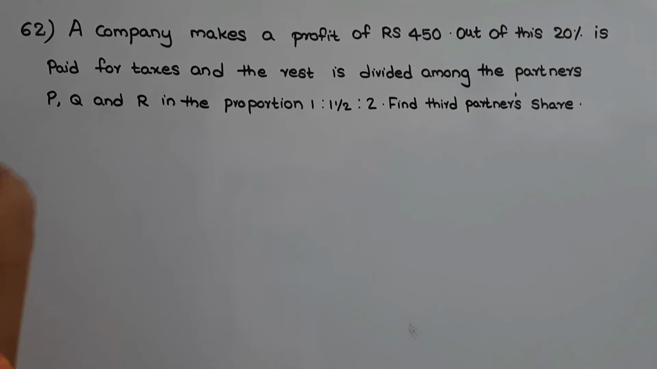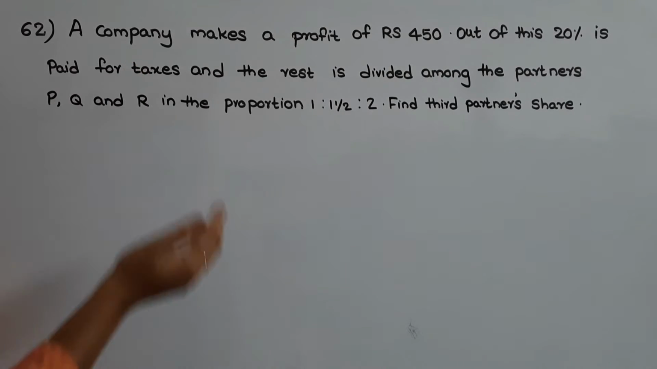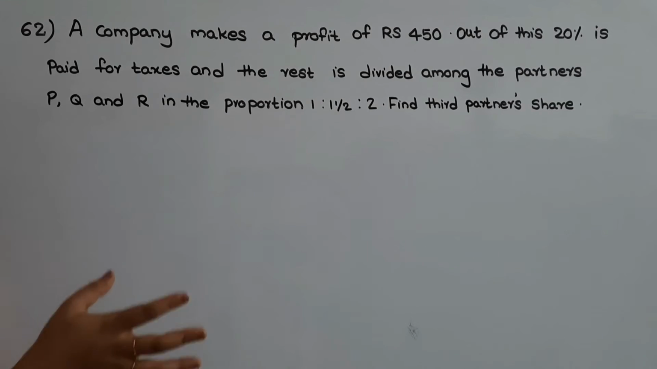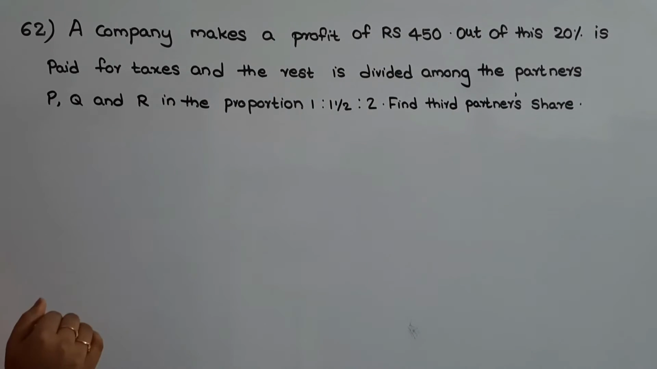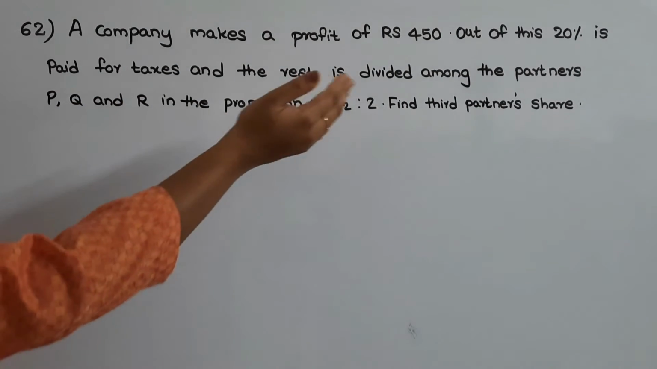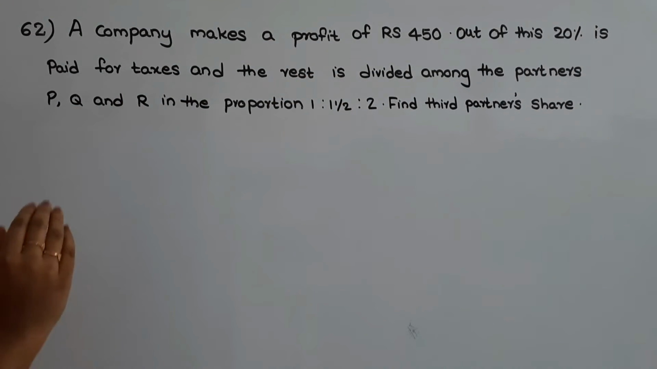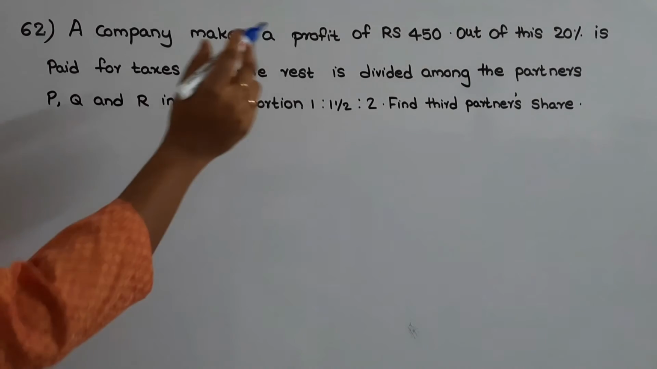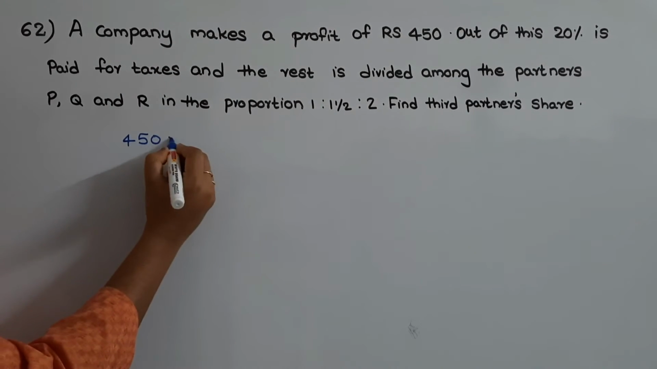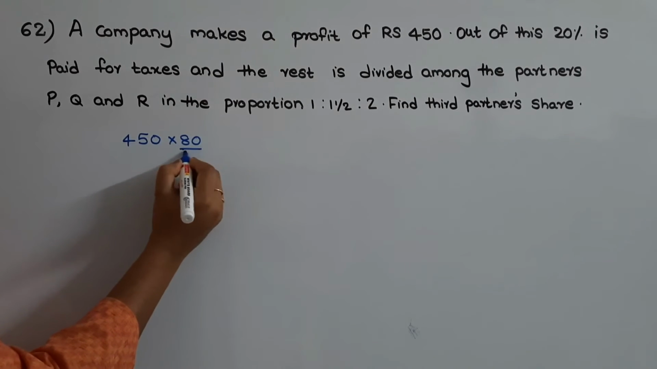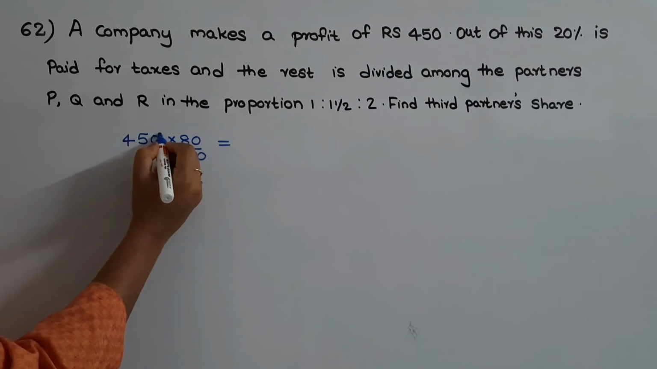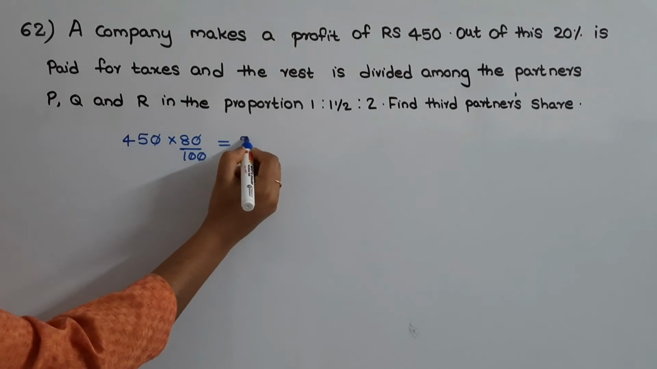Okay. So if 20% is paid for taxes, then what percentage is divided among the partners P, Q and R? That will be 80%. If 20% is paid for taxes, the remaining 80% is divided among P, Q and R. So what is 80% of the total value? Total value is given as 450. Then 80% of this value is shared among P, Q and R. So on simplifying this, we will get it as 360.